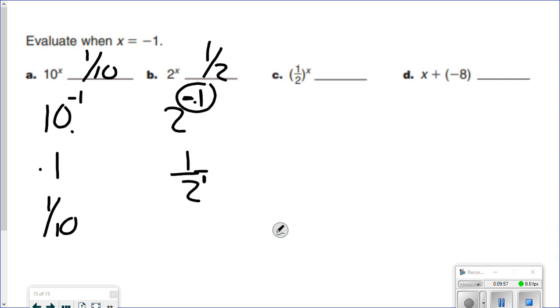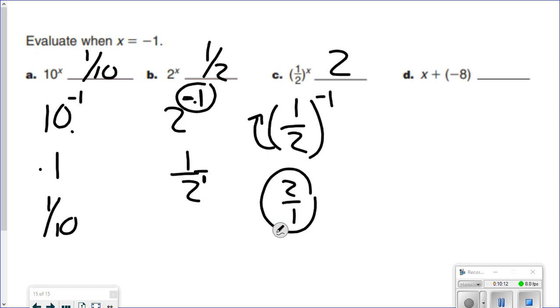Watch closely on this next one. We have half to the negative 1. How do we flip it to get that negative 1 to be positive? We're just going to find the reciprocal, and I'm going to move this 2 up, so this would be 2 over 1 as my answer, which is 2, because 2 over 1 equals 2. The last one is I have a negative 1 plus a negative 8, and that's simple. Negative plus a negative is a negative 9.